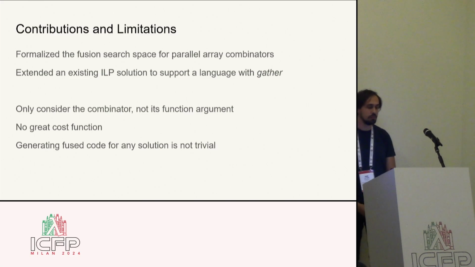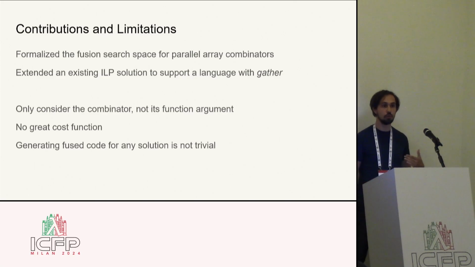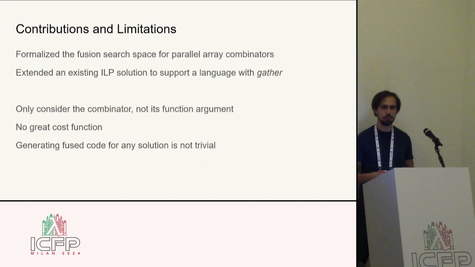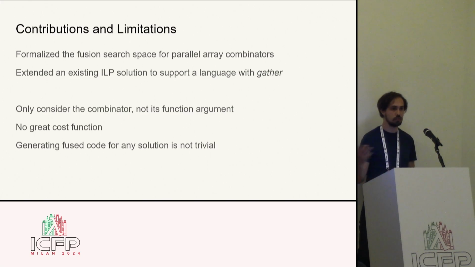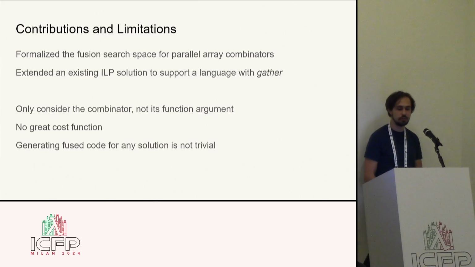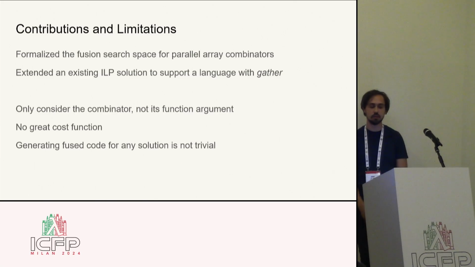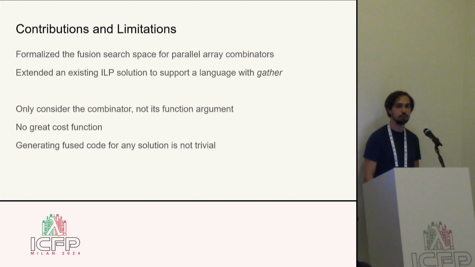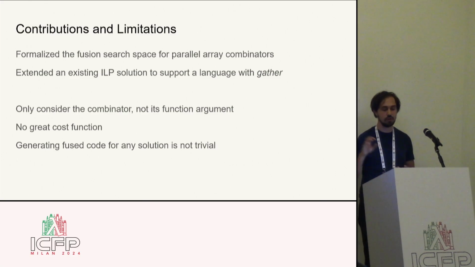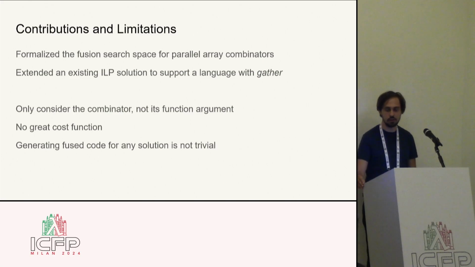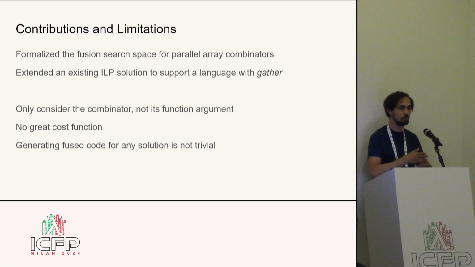To sum up what we've done, we've formalized this search space for what all the possible fusions are. We've extended one of these existing ILP solutions to support, in my opinion, most of the actual combinators that the languages in this space use. The main limitations we have are the cost functions that I've already mentioned. Also, I guess it's more of a design decision, but in order to generate this whole ILP, we're only looking at the actual combinator itself. And as far as the function arguments to the map, for example, the only thing we checked for there is whether it contained array indexes. But we did not do anything special like analyze more patterns within them.